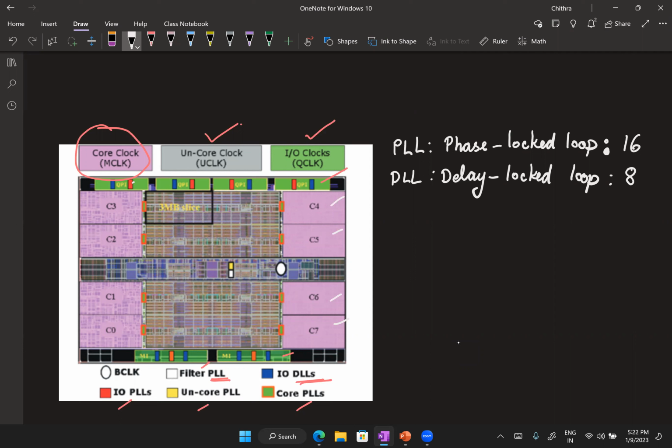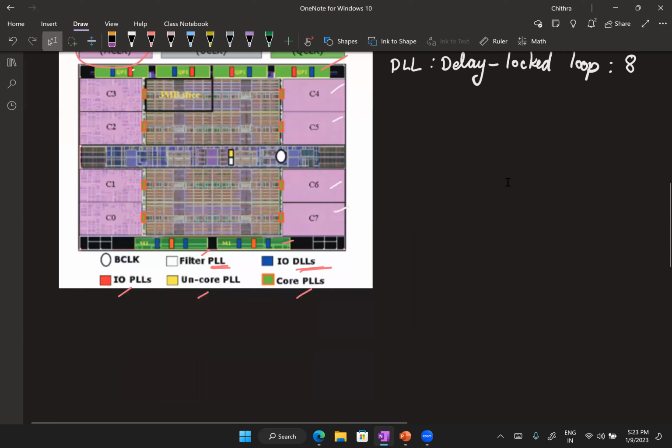So what comment can you make about the clock frequencies in a laptop processor now? What is the typical frequency that you see? 2.3 gigahertz. Any other numbers? 3.4 gigahertz. So all these numbers are in the range.